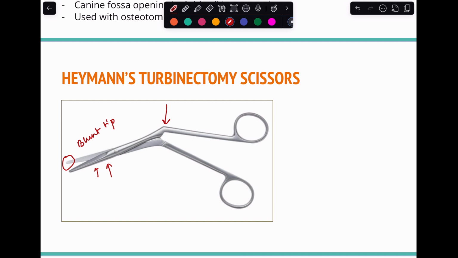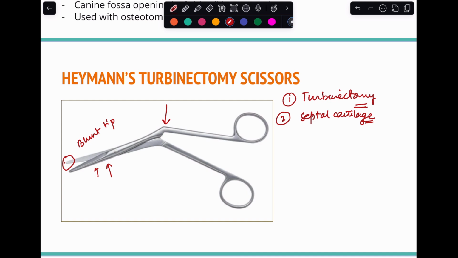Now, the use of this, as we can tell from the name itself, is we use it to do turbinectomy, especially of the inferior turbinate. And you can even use the scissors to cut a deviated part of the septal cartilage. So if you want to cut off a part of the septal cartilage and remove it, you can use the turbinectomy scissors to do this, because this has a blunt tip. When you introduce the scissors inside, it has less chance of causing any injury to the flaps. So these are the two uses of this scissors.